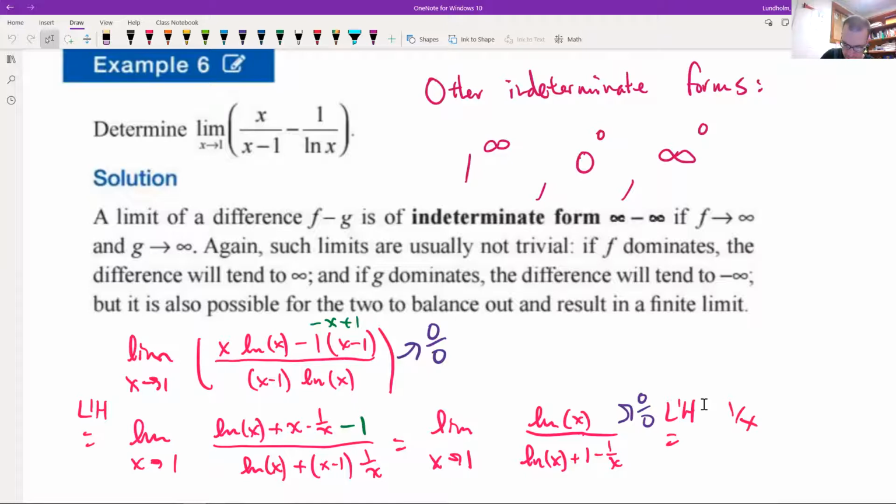Taking derivatives of the top and bottom again gives us 1 over x on top, 1 over x minus... well, it's going to turn into a plus because we would be bringing down the exponent of -1, 1 over x squared. And so we're very, very close to being done.